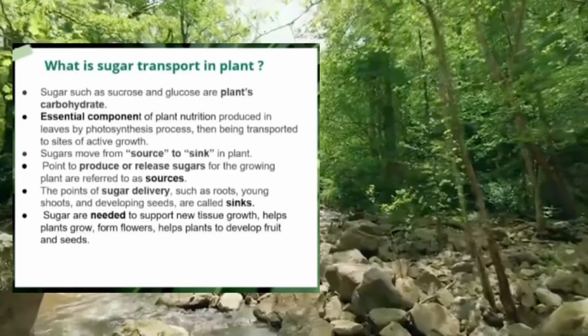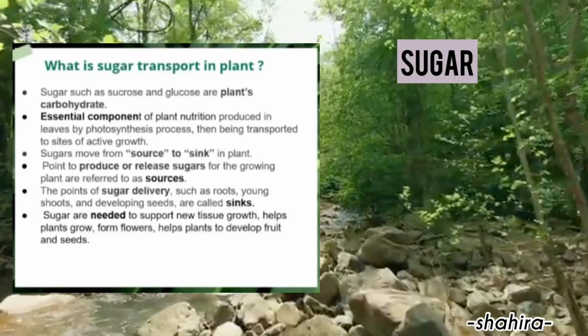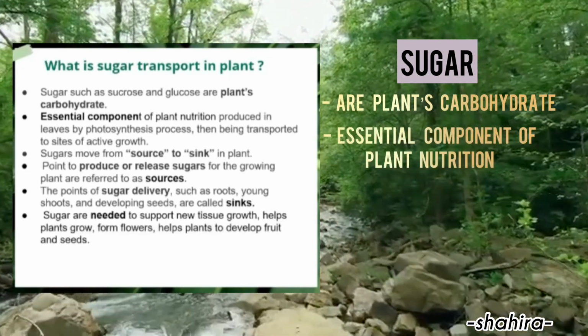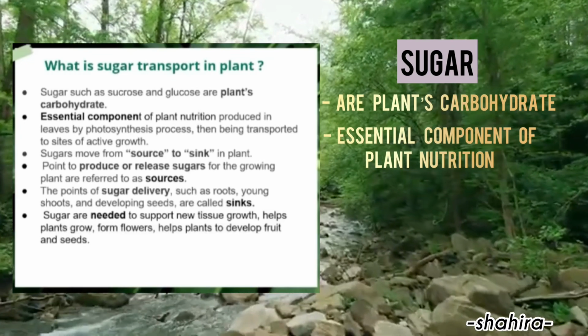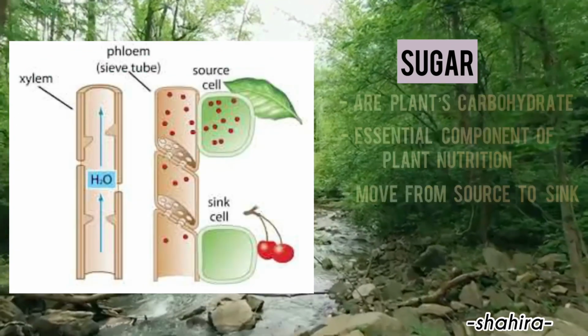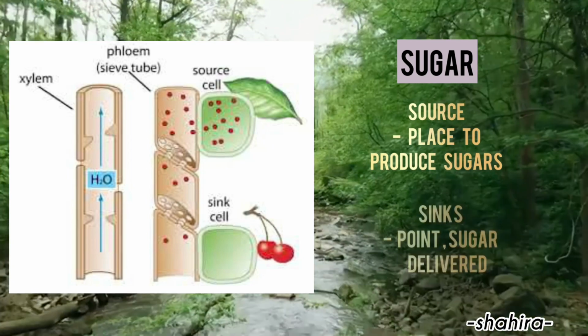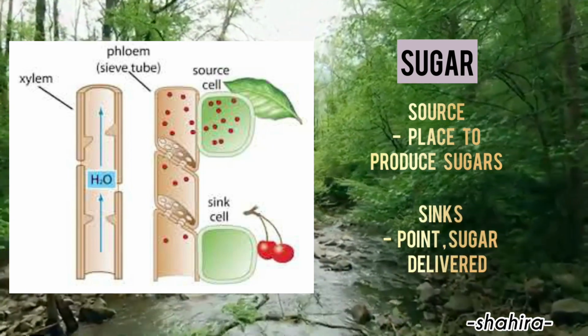What is sugar transport in plants? Sugars such as sucrose and glucose are a plant's carbohydrates, and they are an essential component of plant nutrition. Sugar moves in the plant from the source to the sink. The source is the place where the sugar is produced. Meanwhile, the sinks are the points where the sugar is delivered.